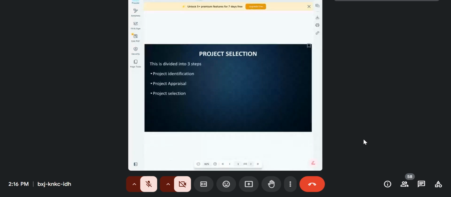This process of project selection is divided into 3 main parts. That is the identification of the project. Once we've identified the projects we want, we start doing an appraisal. Then once we're done with the appraisal, we select the project. So we are going to look at these 3 steps in a bit more detail.